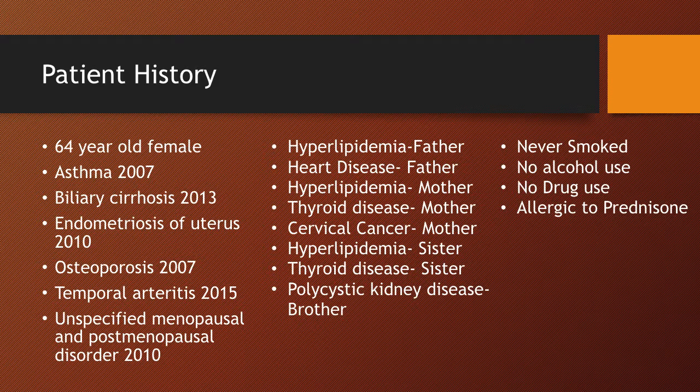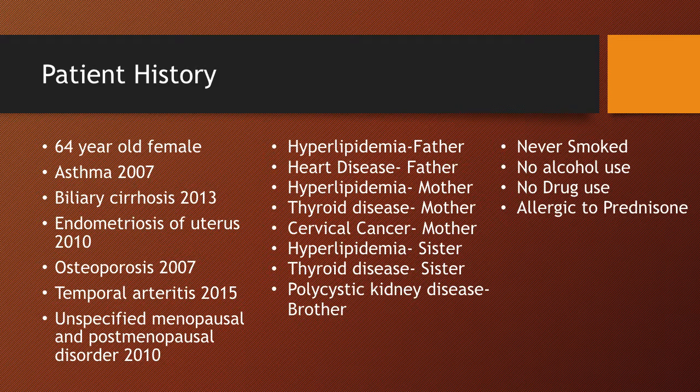The patient that I saw is a 64-year-old female, and she has a history of asthma, biliary cirrhosis, endometriosis of the uterus, osteoporosis, temporal arteritis, and unspecified menopausal and postmenopausal disorder. And on them, you could see the dates that the patient was diagnosed with.